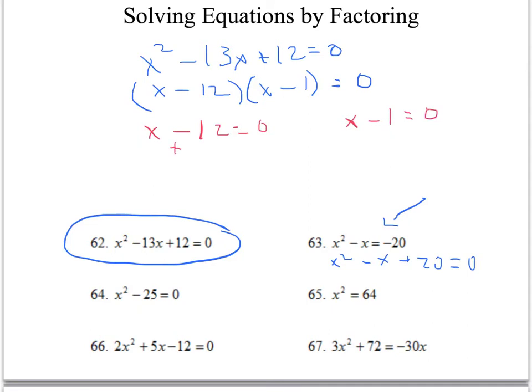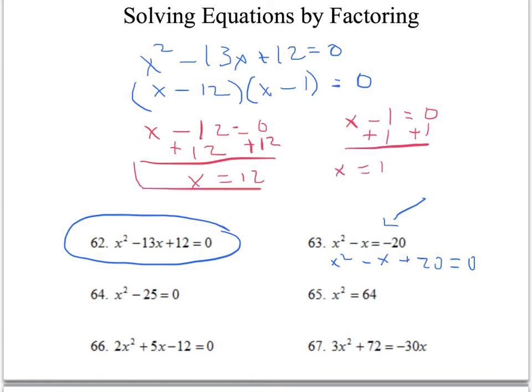So in the first equation, I'm going to add 12 to both sides, and my first answer, x equals 12. My second answer is going to be found by adding 1 in the second equation. My second answer is x equals 1. So I'm going to go ahead and circle that. Those are my two answers. Go ahead and you go find the answer to 62 through 67.